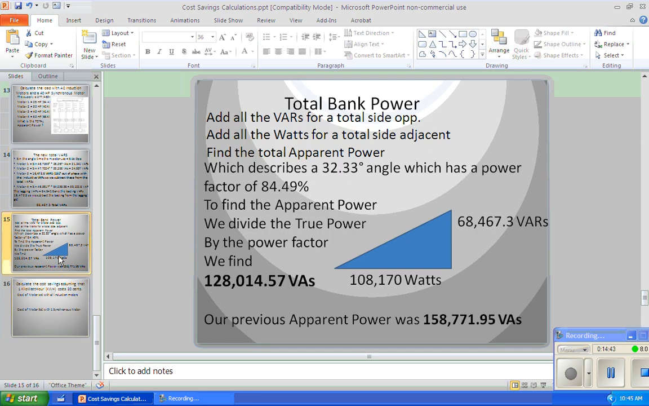Previously, we were burning 158.771 kVAs. And now we're burning 128.014 kVAs per hour, 2,000 hours a year at a cost of 20 cents per kVA. What is the savings per year of installing the synchronous motor? Do figure that out. That's the end of the broadcast for today, and thank you for tuning in.